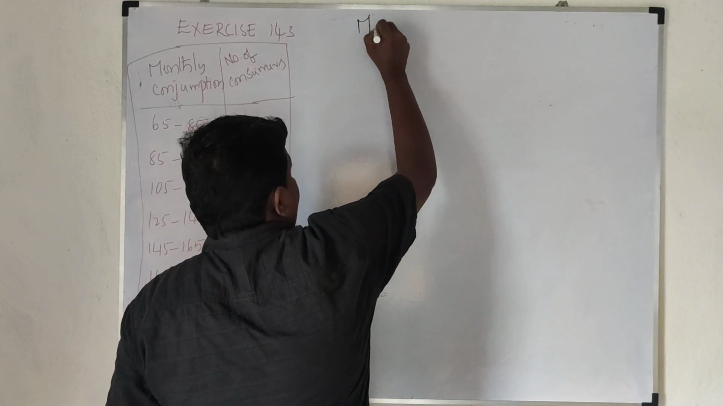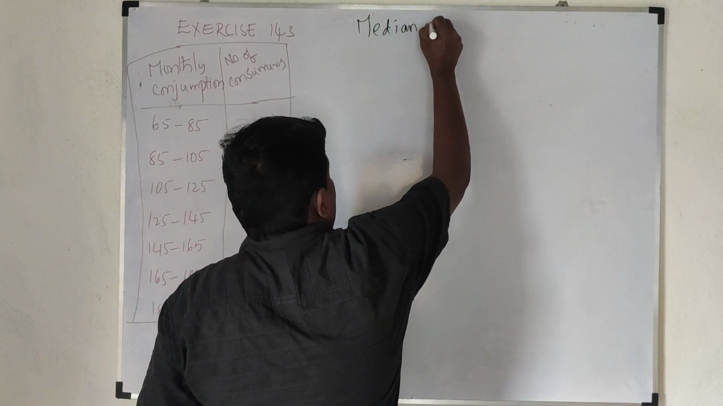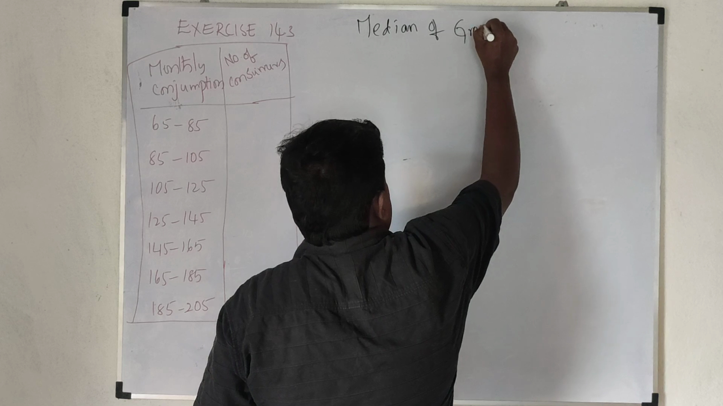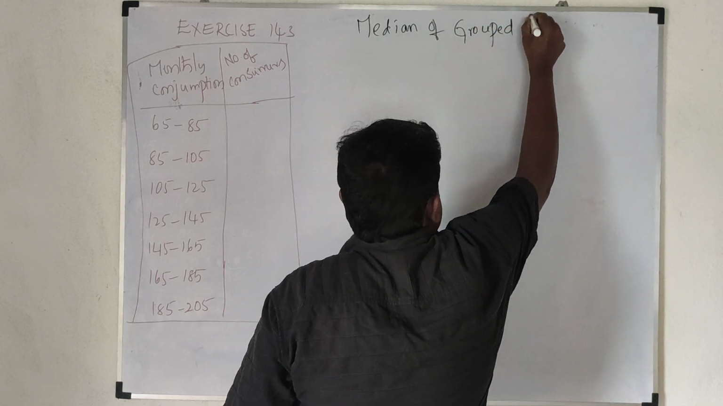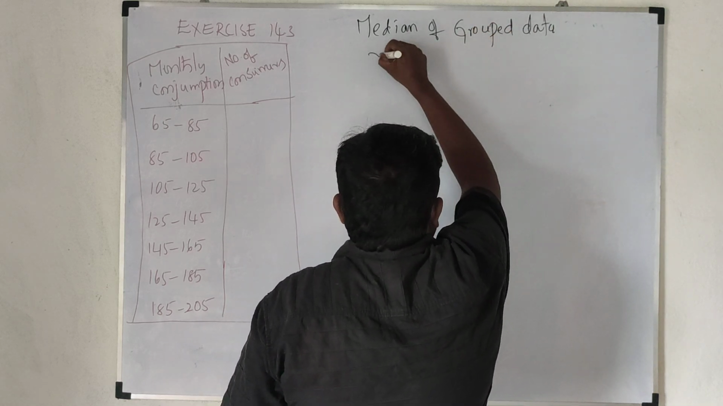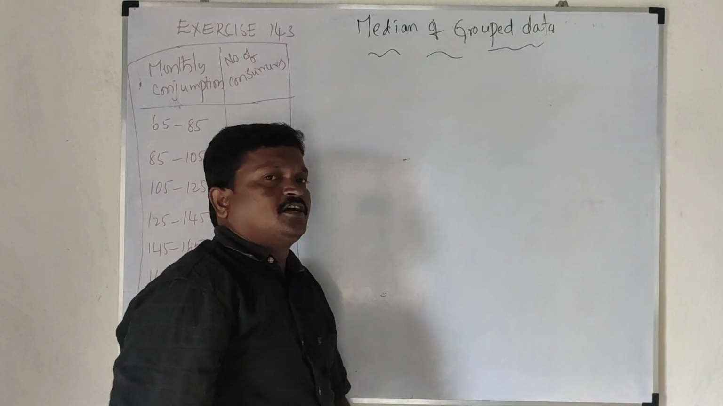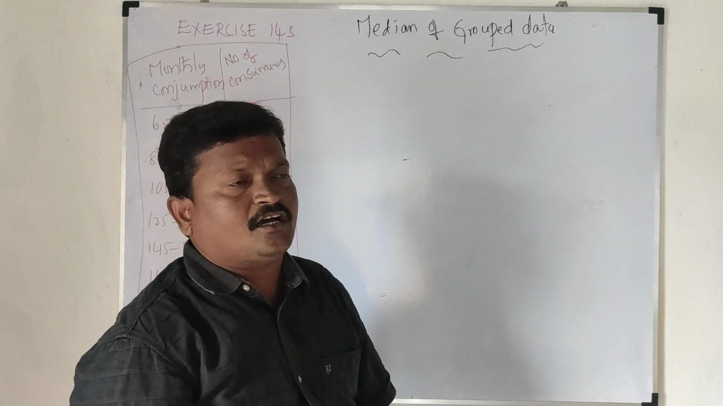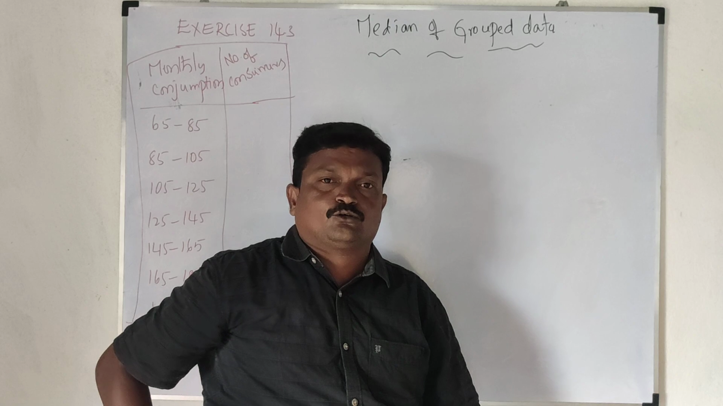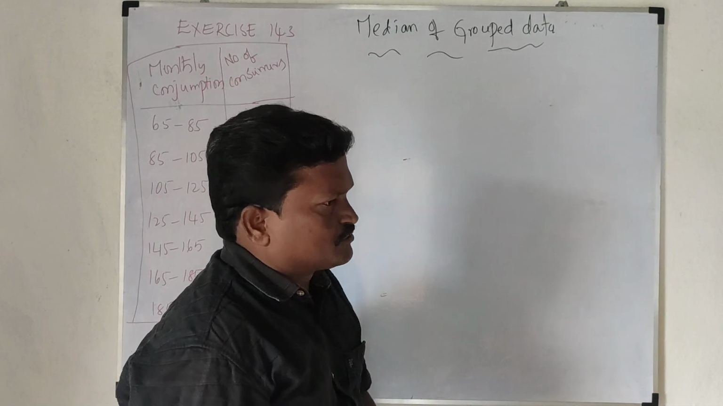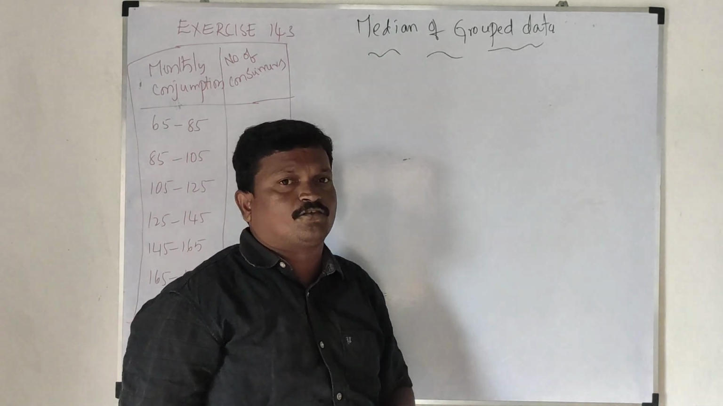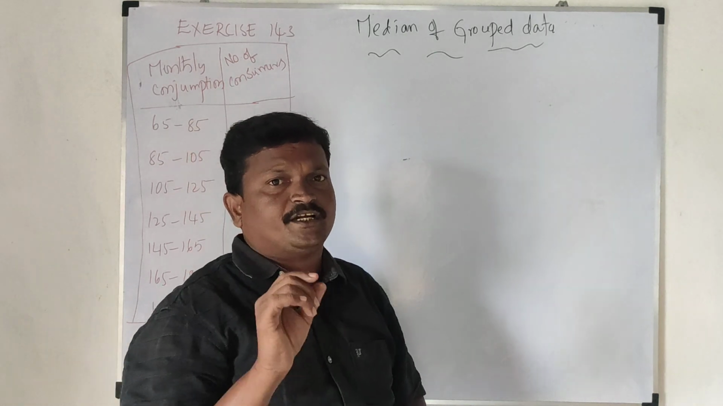Median of grouped data. So we know how to find the median for ungrouped data, meaning raw data. So what is the median? What is the meaning of median? Median is the middlemost value.